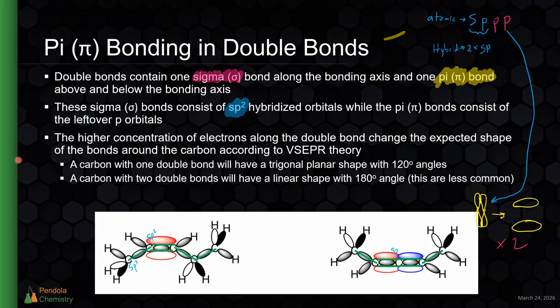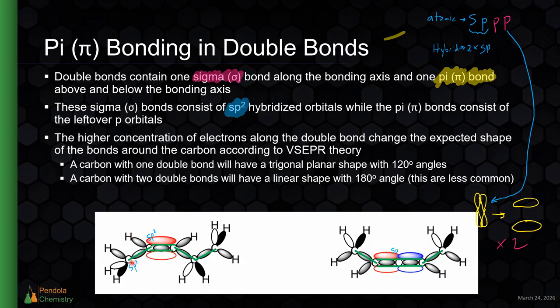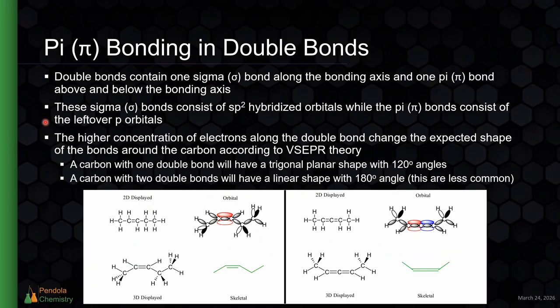So again, we go and we look at this. Here we can see that shape in our skeletal formula where we have those flatter areas in the molecules thanks to the trigonal planar shape for the sp2 hybridized carbon and the linear shape of the sp hybridized carbon. All right. So that's pi bonding in double bonds of these organic compounds.